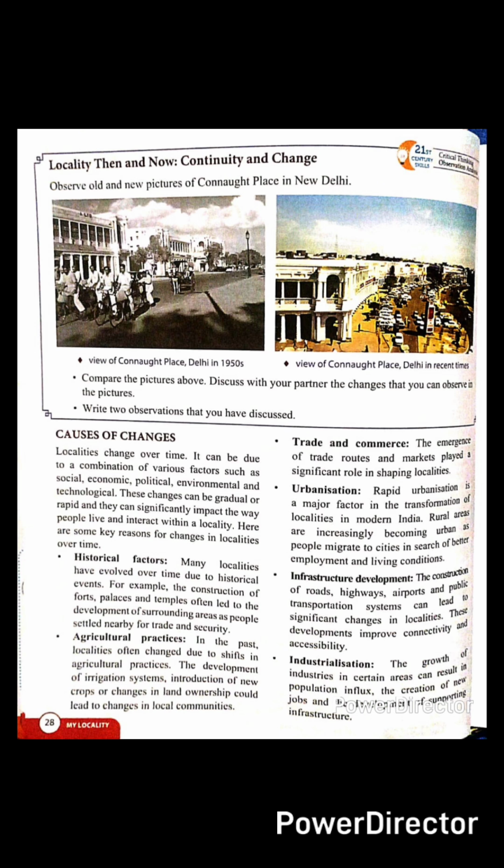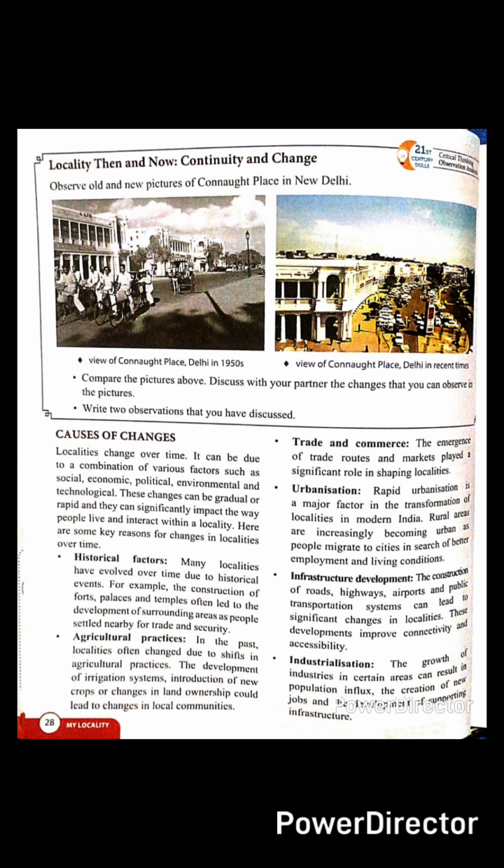Next, trade and commerce. The emergence of trade routes and markets played a significant role in shaping localities. Trade routes refers to historical pathways over land and water used for the commercial exchange of goods and services. Next, urbanization. Rapid urbanization is a major factor in the transformation of localities in modern India. Rural areas are increasingly becoming urban as people migrate to cities in search of better employment and living conditions. Children, urbanization means the shift in population from rural areas to urban areas.